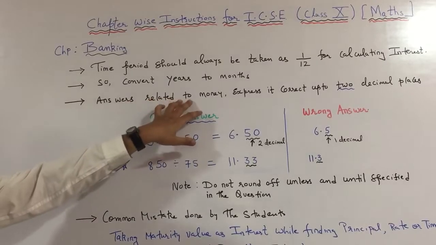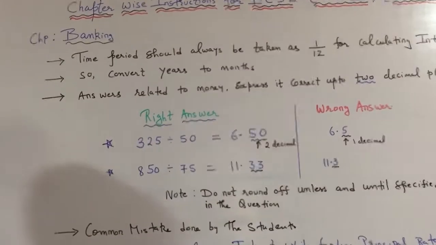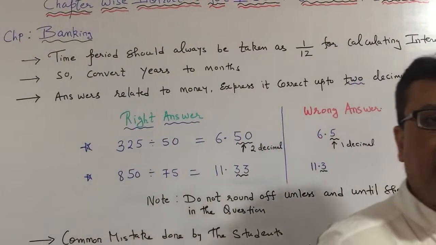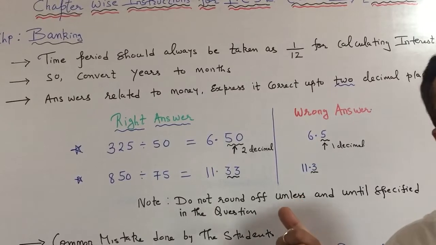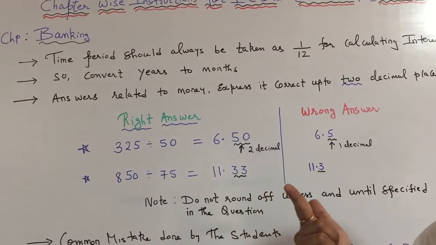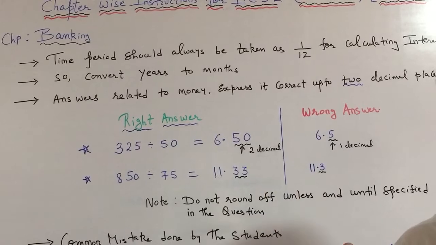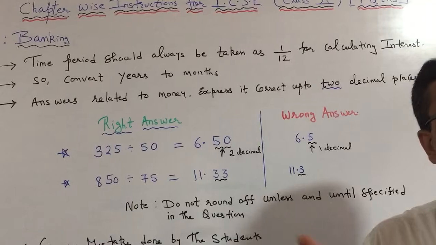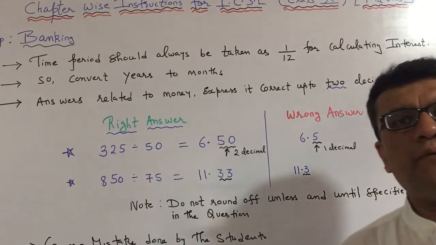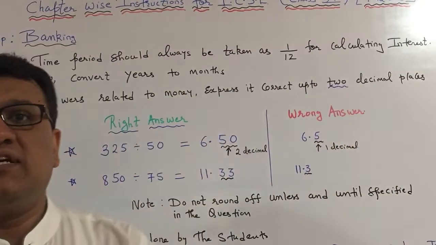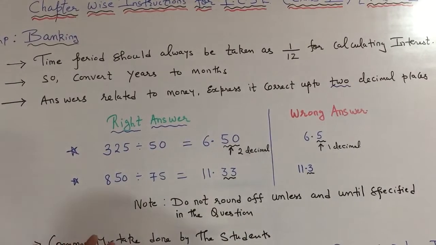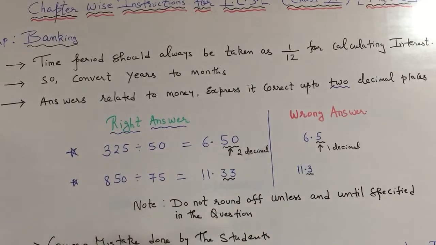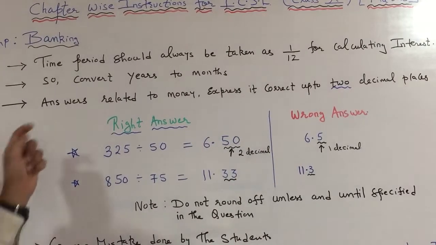Answers related to money, express it correct up to 2 decimal places. Naturally you all are aware that in banking there could be 3 things we need to find out. First is to find out the principal, the second is to find out the rate of interest, and the third is to find out the time period. I doubt we'll be having any kind of complex calculation for the rate of interest or the period. But certainly when you want to find out money, that is principal, we will have interest, and we have some calculations which we cannot ignore.